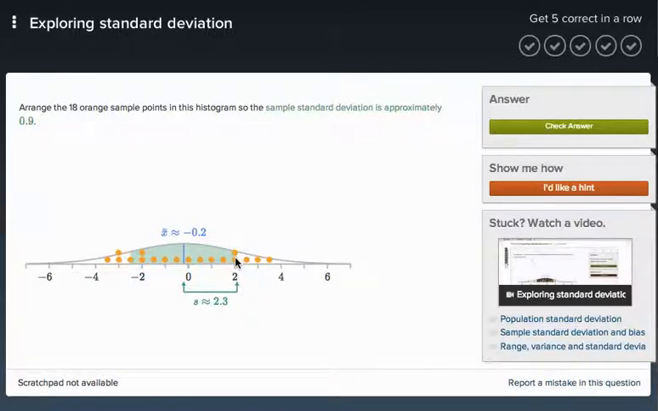I'm not asking you to calculate standard deviation, I'm asking you to play with the numbers to see what trends we can find. So right now we want a standard deviation of 0.9. Now, is 0.9 greater or less than 2.3? Because it's less than, we need our points to be closer to the center.